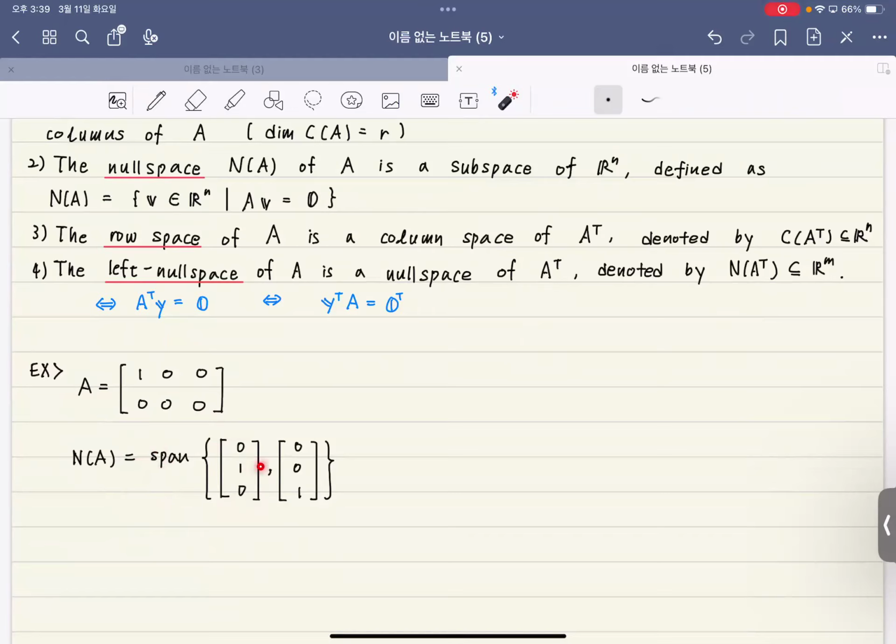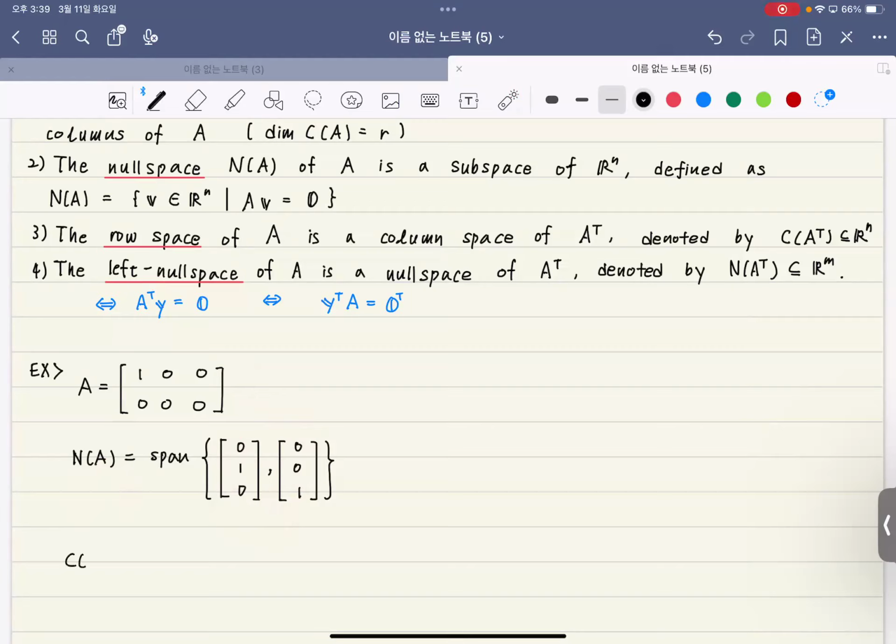If you do not understand, just try to multiply these columns to the right side of this matrix. Then the answer has to be 0, right? And clearly, these two guys are linearly independent. So it is safe to say these two things are the basis vectors of the null space.